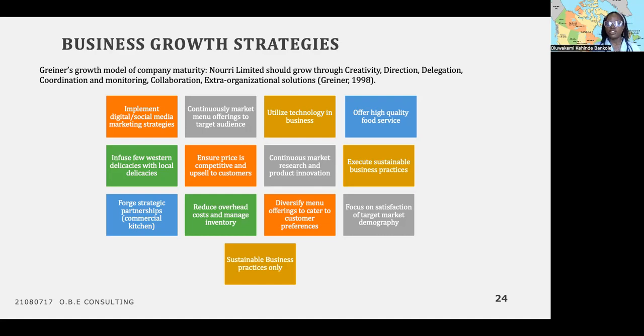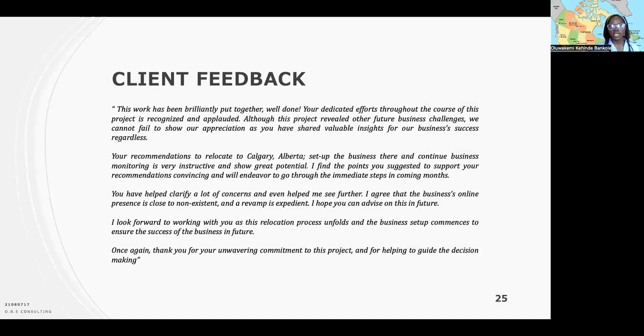We advise them specifically to implement digital strategies to market their brand, to diversify their menu offerings to cater to their customers' preferences, and to offer high quality customer service to their clients as a way of retaining them when business fully commences. We got client feedback showing their appreciation for the work done and their willingness to work with us to bring these recommendations to a positive reality.